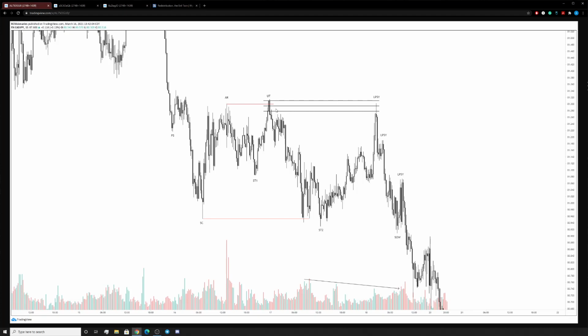But anyways, the continuation, high, low, retracement, continuation. That's all redistribution is.